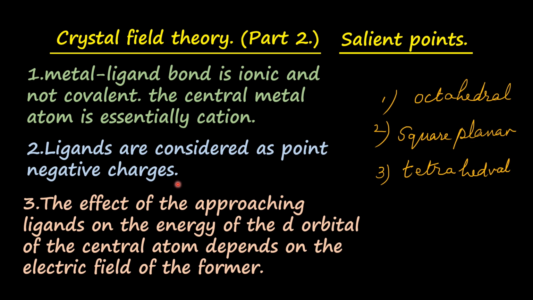We said ligands are considered as point negative charges. The strength of this negative charge is not the same, so the electric field offered by them also will be different. The arrangement of the ligands in the increasing order of the strength of their charge or electric field is called spectrochemical series. We will learn that after we understand splitting of the crystal field. Splitting of the crystal field is different for octahedral, square planar and tetrahedral molecules. First we will take up octahedral molecules.